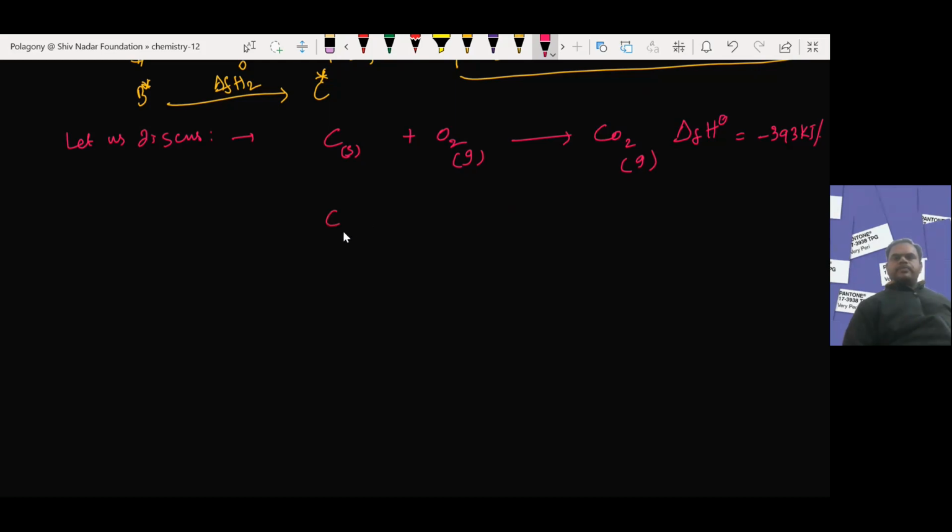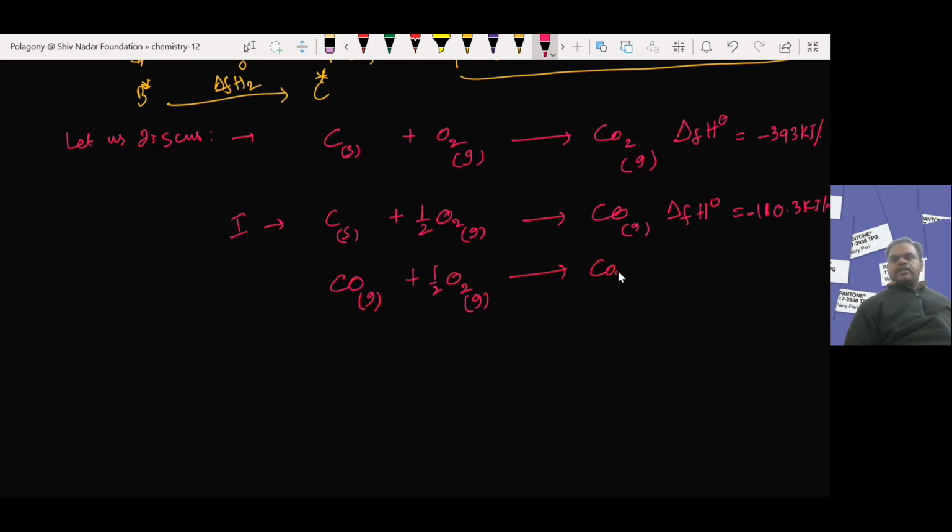The same reaction can be carried out in two steps. When graphite burns partially with oxygen gas, it produces carbon monoxide gas, with a standard enthalpy of formation of carbon monoxide equal to minus 110.3 kilojoules per mole. This is the step 1 reaction, in which carbon dioxide is not formed. In the second step, when carbon monoxide is burnt completely in the presence of oxygen to produce carbon dioxide gas, the final step, the standard enthalpy change is equal to minus 283.0 kilojoules per mole.